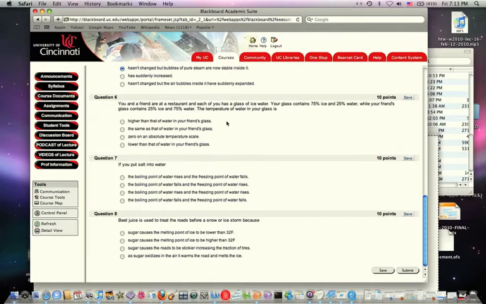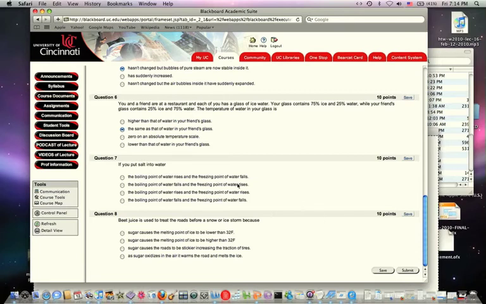You and a friend are at a restaurant. Each of you has a glass of ice water. Your glass contains 75% ice and 25% water, while your friend's glass contains 25% ice and 75% water. The temperature of water in your glass is higher than the water of your friend's glass, the same as the water of your friend's glass, 0 in absolute temperature scale, lower than the water in your friend's glass. You've got more ice, but as long as you've got ice and water in equilibrium, they're exactly the same temperature. It's 0 degrees C or 32 degrees Fahrenheit. So it's the same.